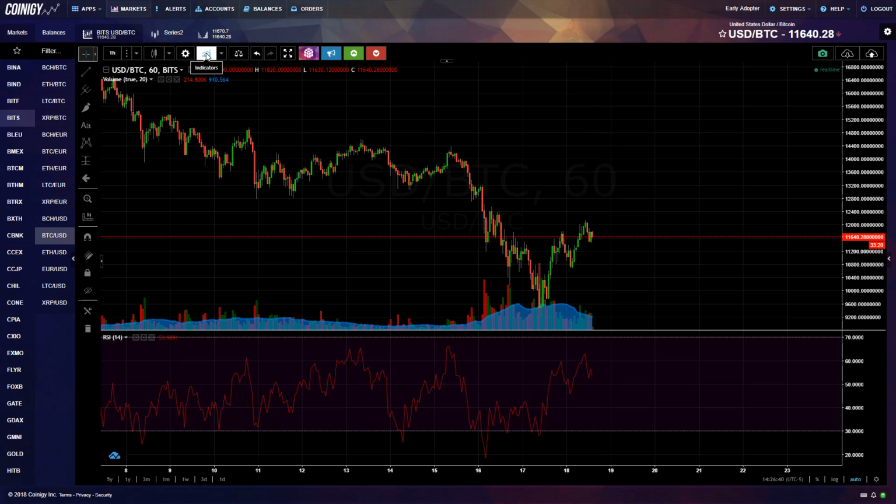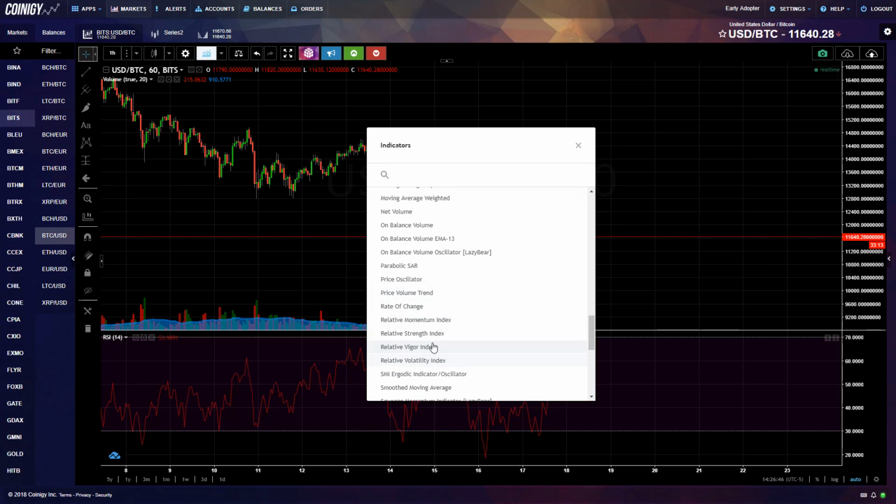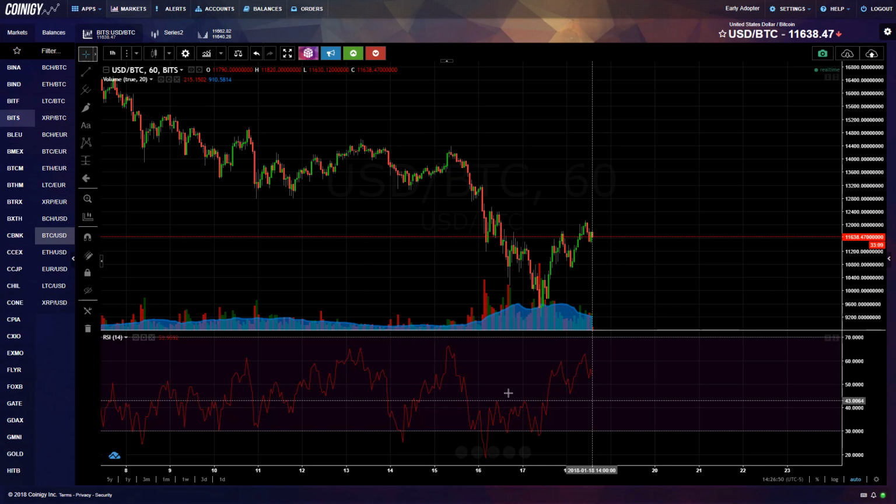So basically what we're going to do first, when we look at the chart here, the first thing we're going to do is go to indicators and turn on relative strength index. I have it already on, but it's not going to be on for you automatically. You're going to want that on, and we're going to explain that in a little bit here.